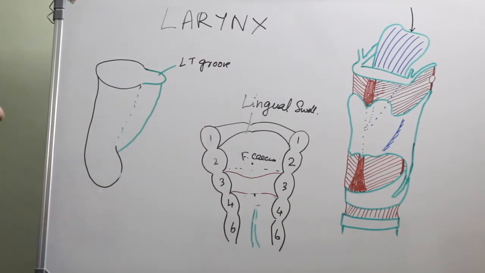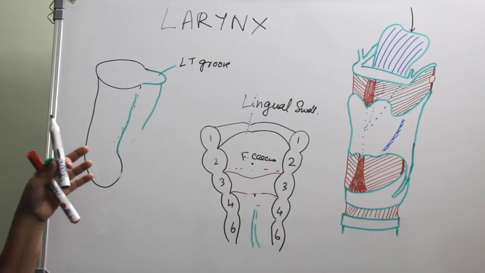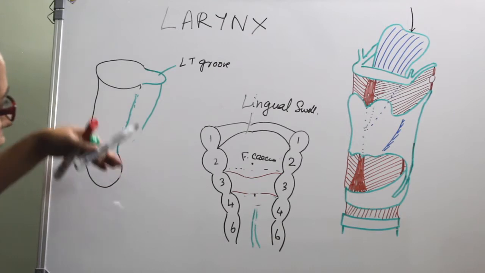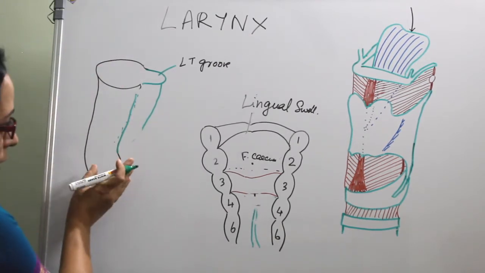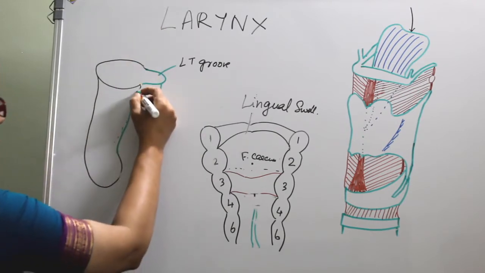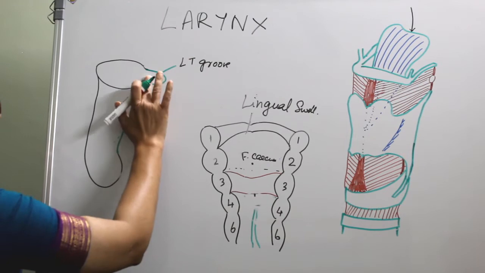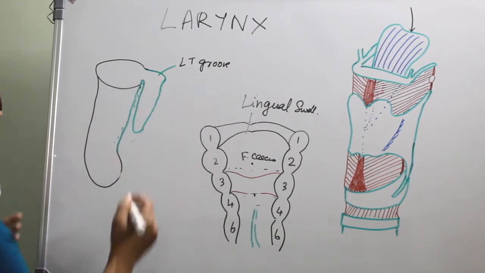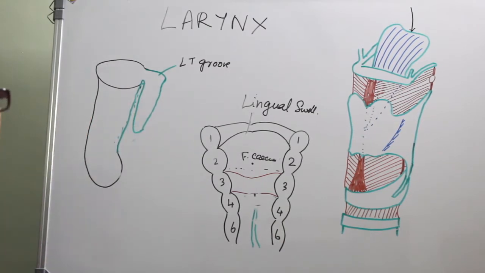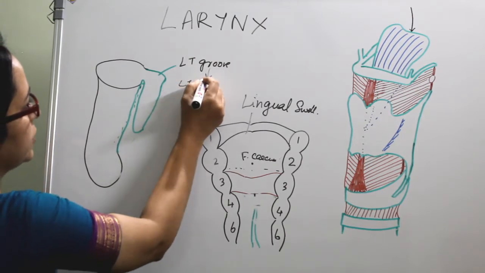This groove arises from the ventral wall of the pharynx, and this deepening is from caudal to cranial direction. Okay, it starts deepening from caudal to cranial. So what happens? It becomes a laryngotracheal tube. From the groove it becomes a laryngotracheal tube.